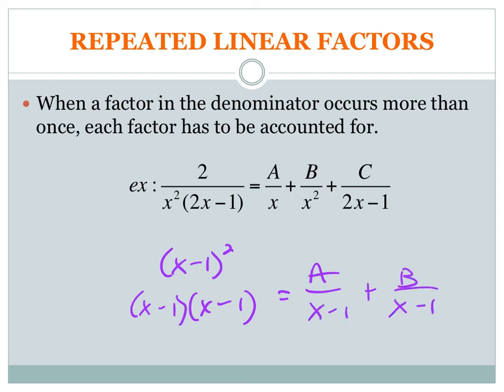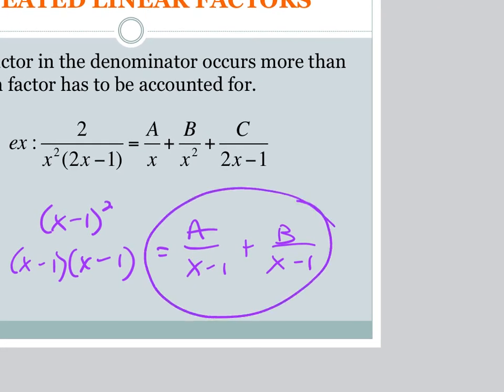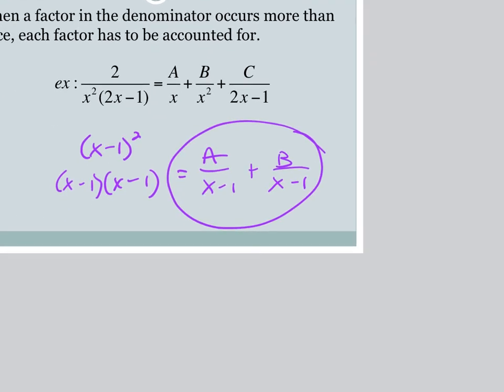And think about why not. If I was to work this backwards, if I was to combine this into one fraction, what would my denominator be? X minus 1 squared. What's your least common denominator of x minus 1 and x minus 1? X minus 1. Just x minus 1. So you wouldn't get the repeated factor. Does this make sense?